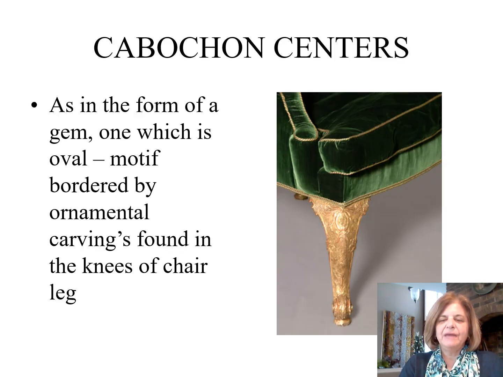Cabochon centers were popular during this time period. If you take a look at this cabriole leg, the cabochon is right here. So defined, it says, as in the form of a gem, one which is oval. We can see the oval shape here, but it's a motif that's bordered by an ornamental carving, and it was usually found in the knees of a chair leg. So it's all carved, but it's usually this round oval that's surrounded by an ornamental carving.